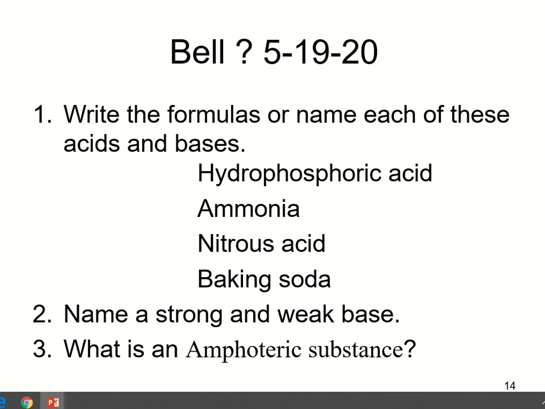I need you to name a strong and a weak base that we discussed yesterday. I'd also like you to tell me what an amphoteric substance is.